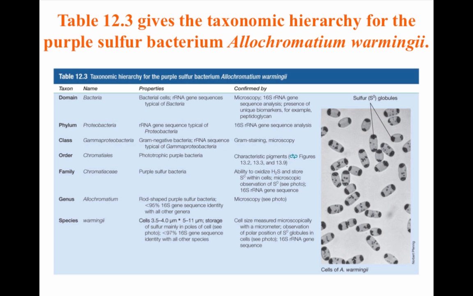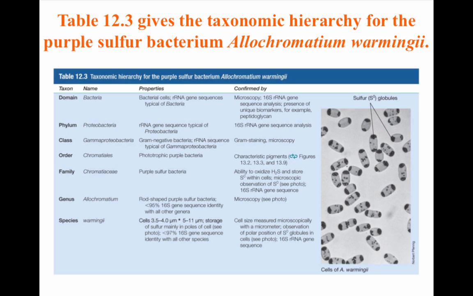Now, when you look, for example, at a bacterium, here's Allochromatium warmingii, you can look at the domain. The domain is Bacteria, the phylum Proteobacteria, the class Gammaproteobacteria, the order Chromatiales, the family Chromatiaceae, the genus Allochromatium, and the species warmingii. You can also see the properties of each of any one of those.